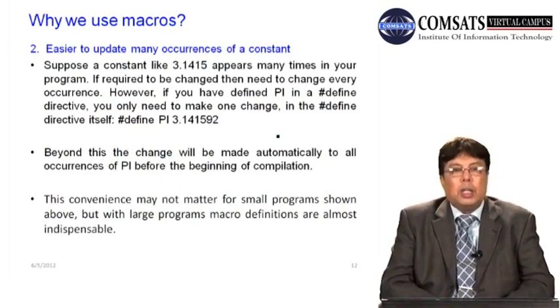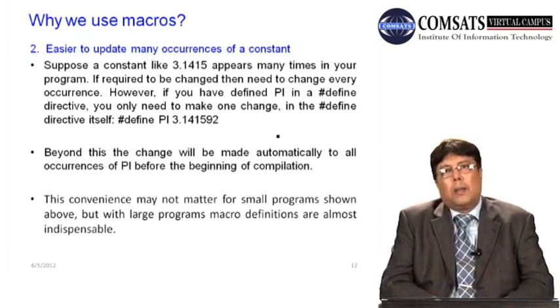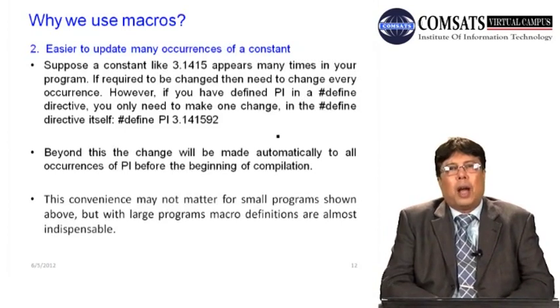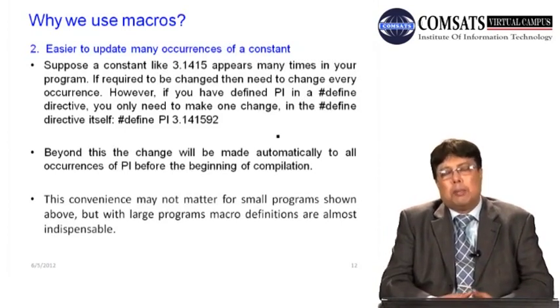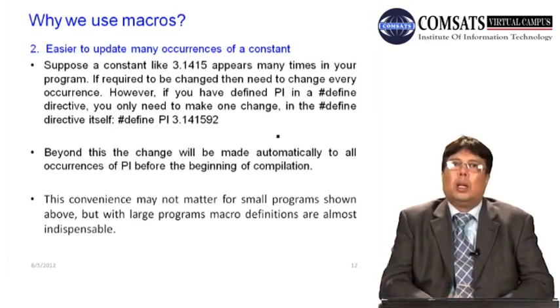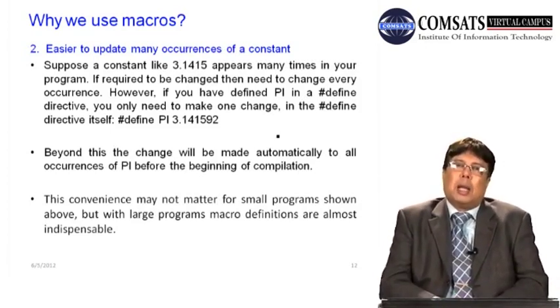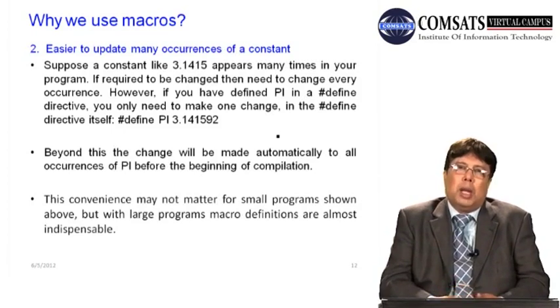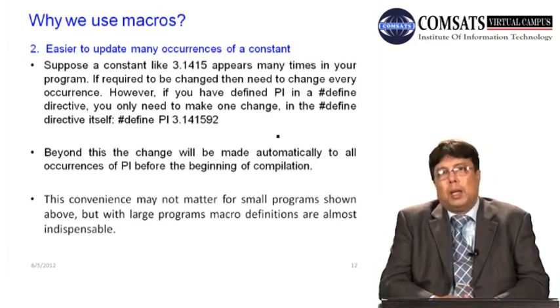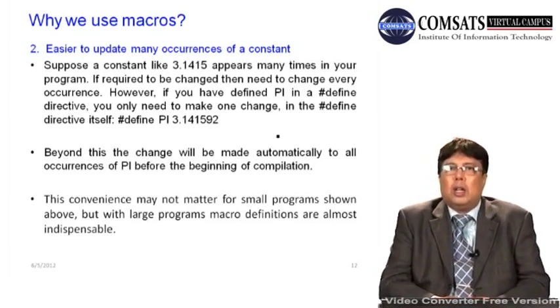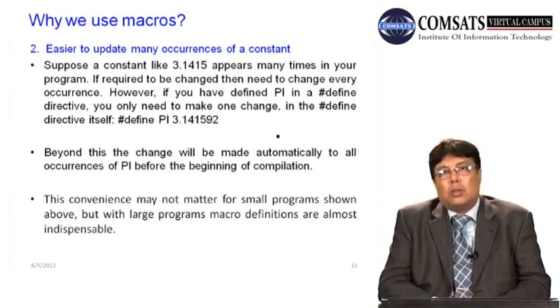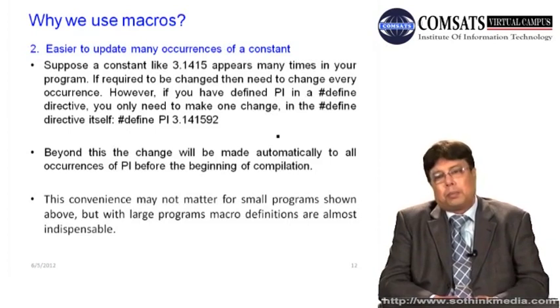The second reason: it is easier to update many occurrences of a constant. Suppose we have defined a loop variable, a loop counter. आपने loop counter एक बनाया, for example in the beginning you said that loop counter should be equal to 25. Once you debug your program, once you know that your program is ready to run, now it should run with the actual data, and this time you want this loop to execute 10,000 times.